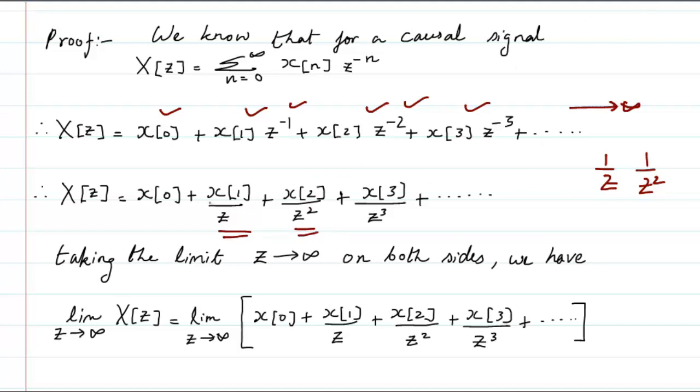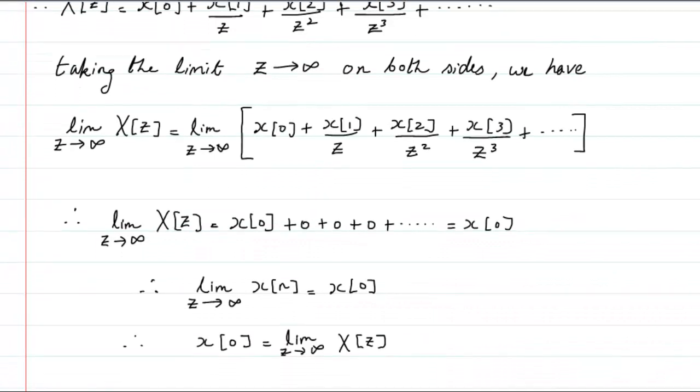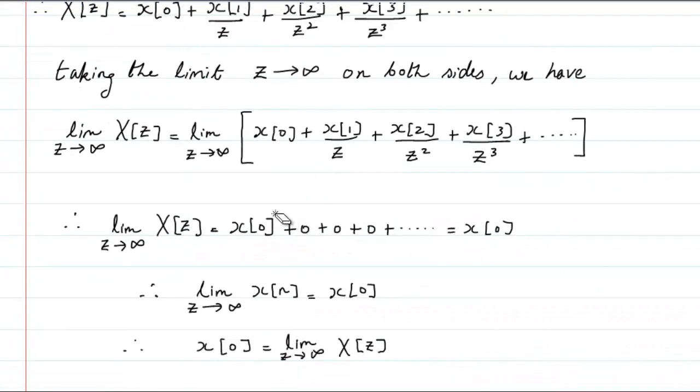Now in this equation, if I put z tending towards infinity on both sides, taking the limit, then you can see that if I put z equal to infinity here, this portion will become 0. Similarly, if I put infinity square here, this will become 0. All these terms will become 0. On the right hand side only this will remain. So that is what we have done here. When we substitute that, we find that all the other terms become 0, and only x of 0 remains. Thus we can say that only small x of 0 is remaining.